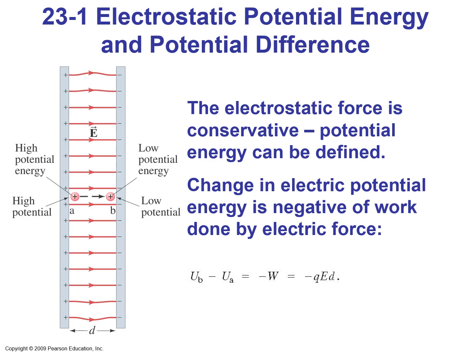So the electrostatic potential energy is shown with U at points B and A. If we subtract these two, we have UB minus UA, which is equal to minus W, minus the work, and is equal to minus Q times E times d.